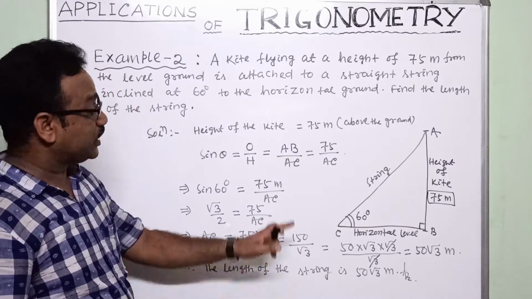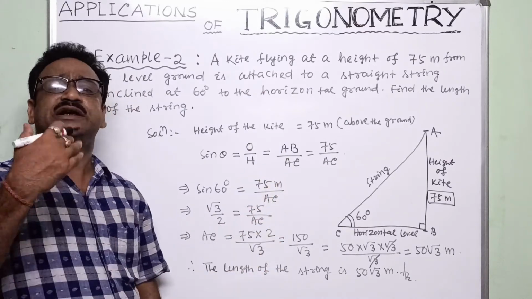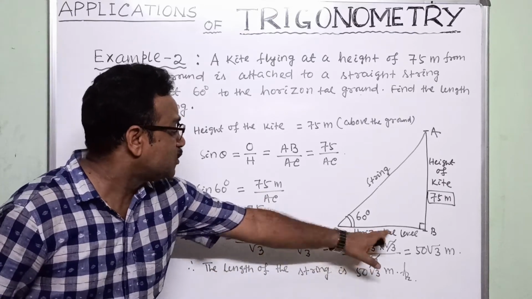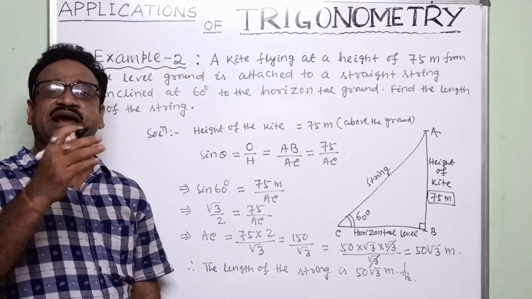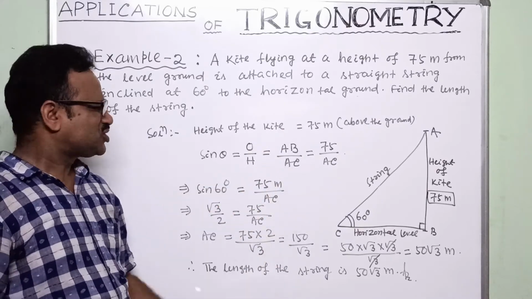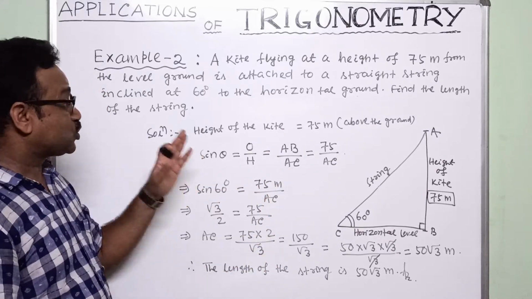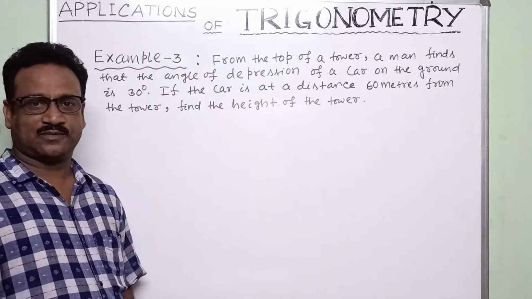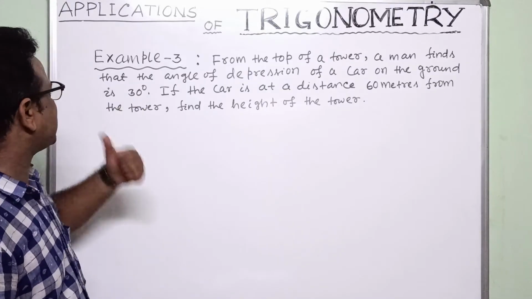But we can also solve it in different ways. By taking the tan ratio, we have to find out BC. Then taking the Pythagoras theorem, we can find out AC. So that will be a lengthy method. So we have to choose the method which is the shortcut. So now move on to the next example.